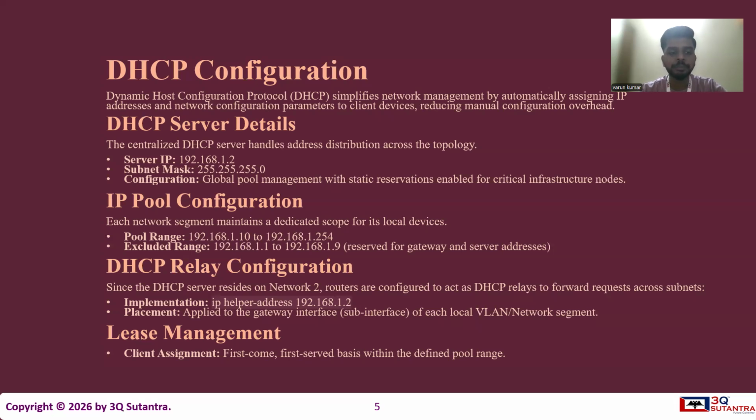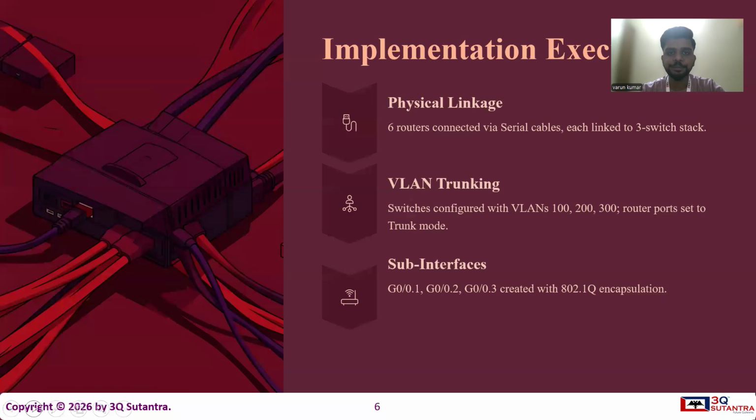DHCP relay configuration. Since the DHCP server resides on network 2, routers are configured to act as DHCP relays to forward requests across the subnets. Implementation uses IP helper address 192.168.1.2, applied to the gateway interface and sub-interface for each local VLAN network segment. Lease management: clients are served on a first come, first served basis within the defined pool range.